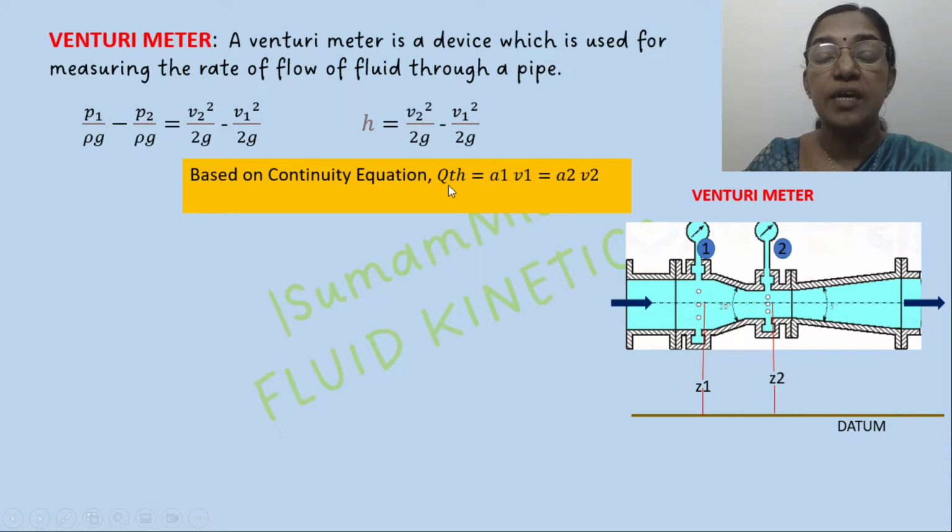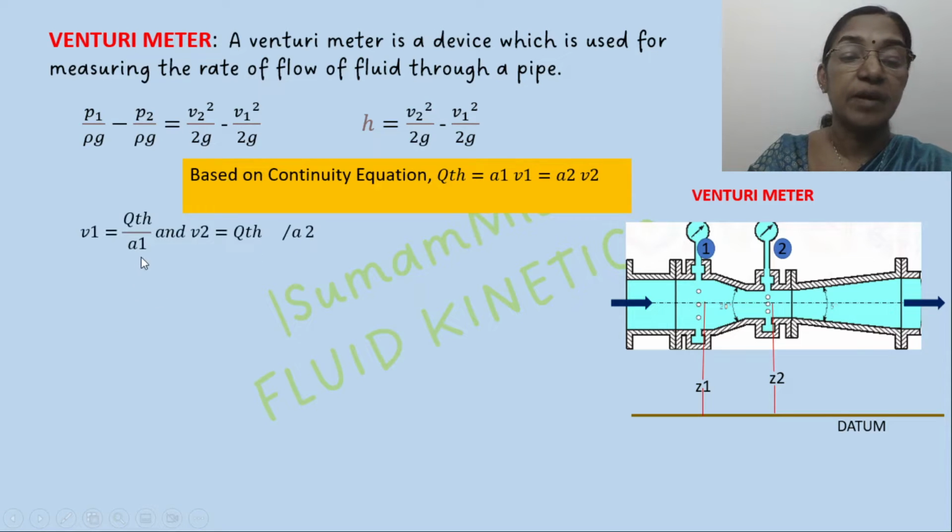Based on the continuity equation, theoretical discharge equals A1 V1, which is equal to A2 V2. A1 is the cross-sectional area at the inlet of the convergent cone, and A2 is the area available at the throat, and the corresponding velocities are V1 and V2. Since we haven't accounted for the losses between sections 1 and 2, the discharge calculated is the theoretical discharge.